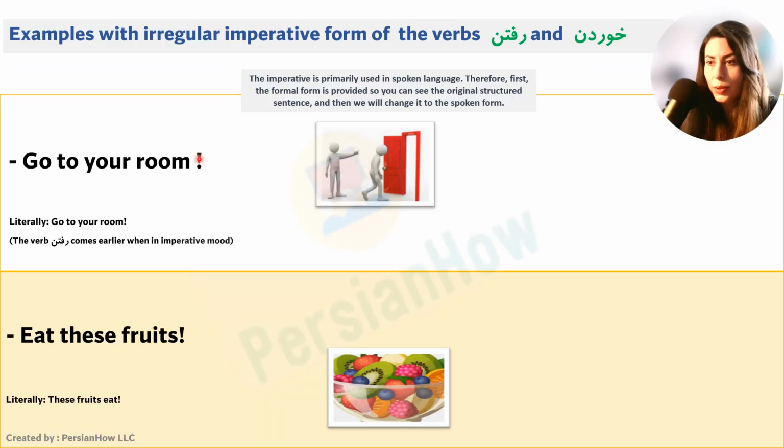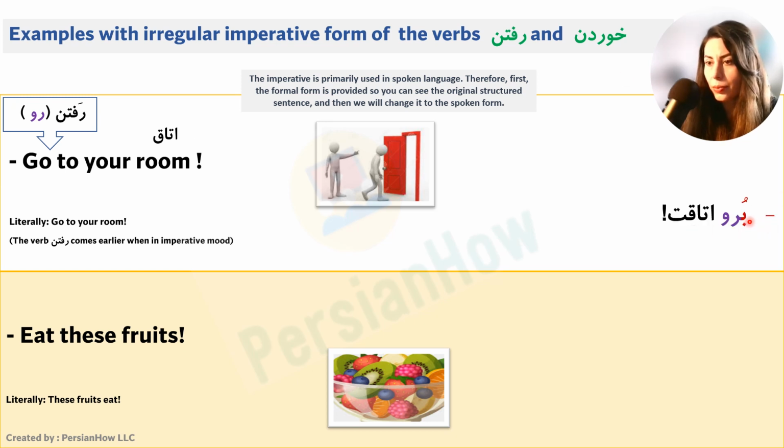Let's take a look at two examples. For example, the first one, go to your room. So to go, رفتن. Room, اتاق. So برو اتاقت. So we don't say برو, like برو اتاقت. And also we said with the verb رفتن, usually it comes earlier. This is just one of the exceptions.